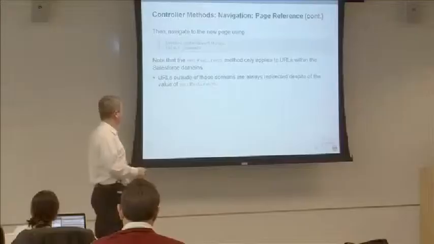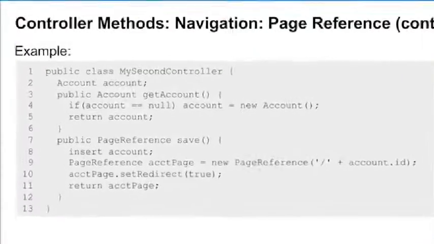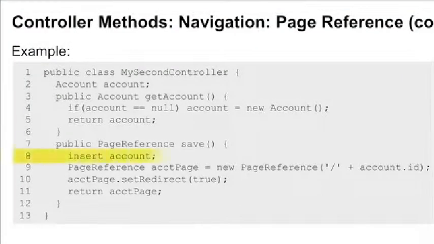Okay? All right. Here we have a pretty simplistic controller, and you'll notice that it has an action method. I know it's an action method because it returns a page reference. What we do is we instantiate this partial URL. We're going to redirect the user over to that page, the standard page layout for viewing an account record, which is salesforce.com/ and then the record ID. But the key thing is right here on line 11, we are returning that page reference.